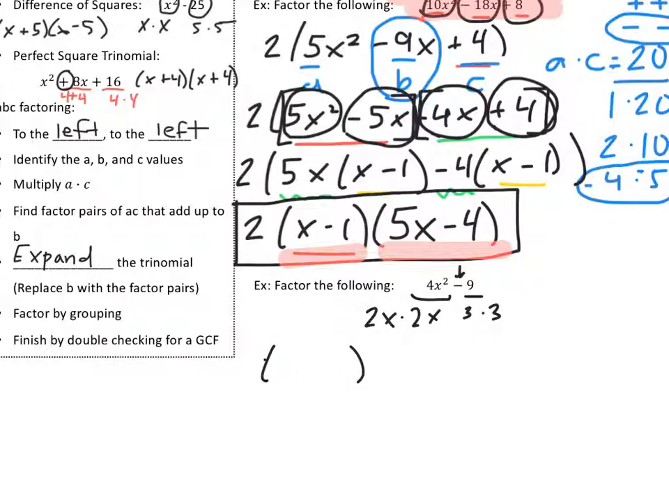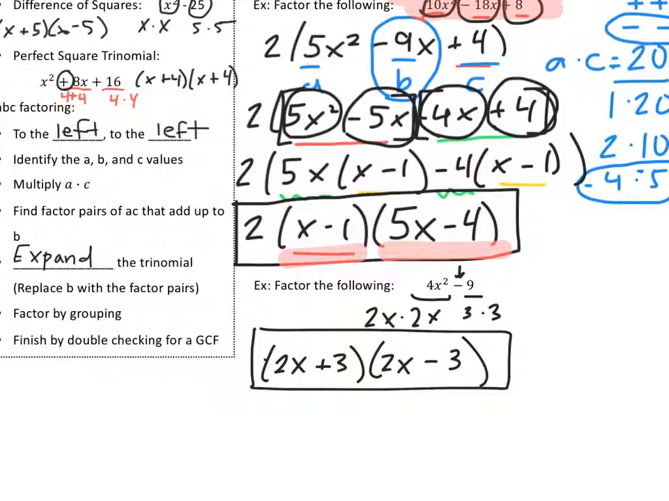Instead of doing our ABC factoring, we can go straight to the factoring of difference of squares. So you're going to get the square root of 4x squared. You're going to put that in the front spot of each binomial. You're going to take the square root of 9, which is 3, and you're going to put that in the second spot of the binomial. And then you're going to do the plus minus combo. And without even going through all those steps, we already have our factoring.